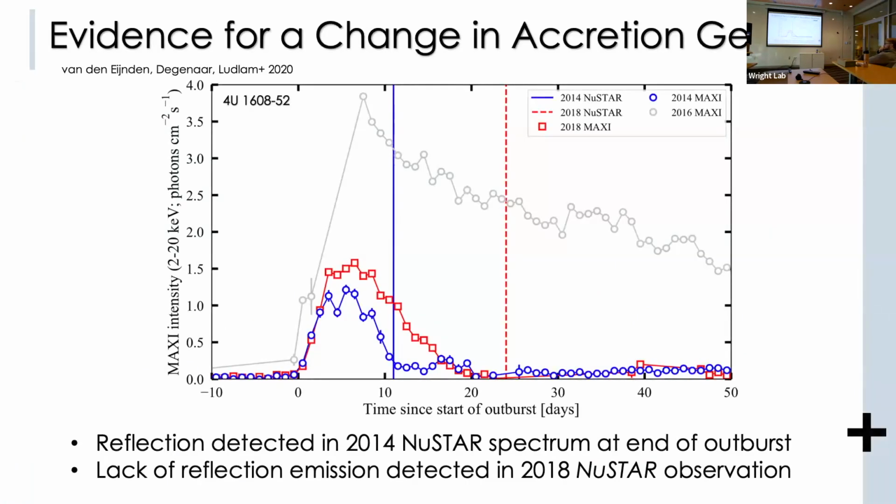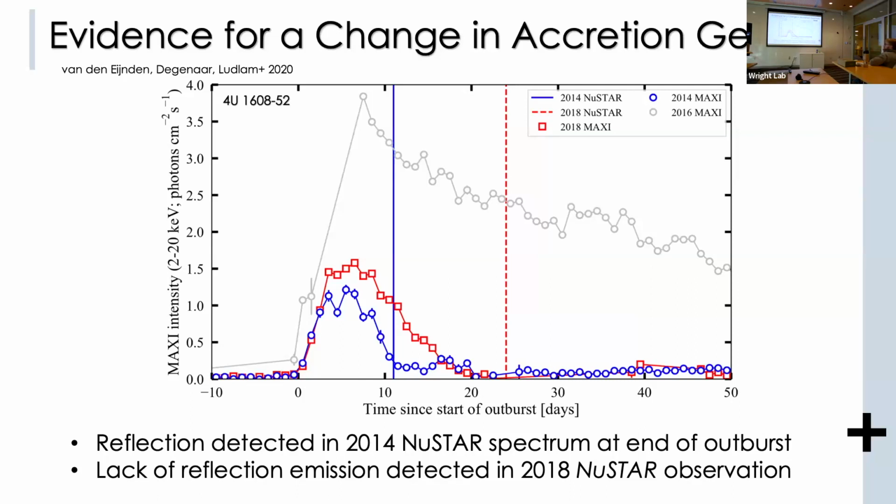Now, I had talked about how at the lowest mass accretion rate regime, we can try to probe any changes from radiatively efficient, thin disk, to something that's radiatively inefficient. We have some evidence that this change in accretion occurs. And one such source that tells us that there is this variation in the accretion flow comes from 401608.